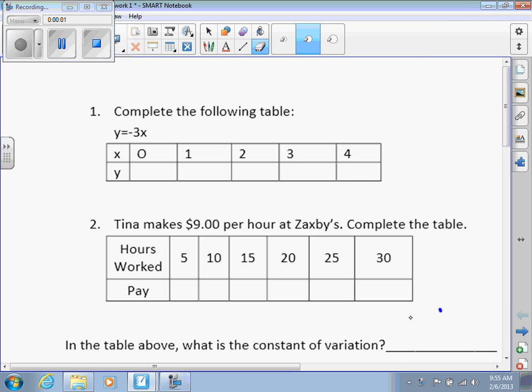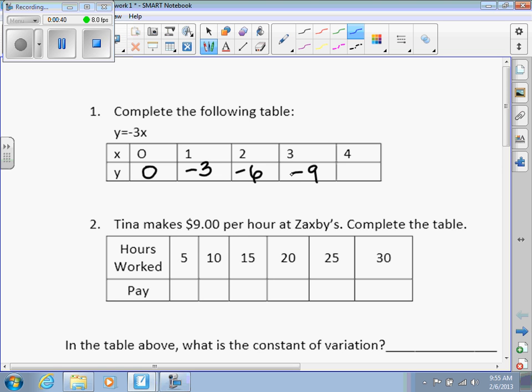Alright, Lionel, when x is 0, what do you get out? 0. It says 0 here. When x is 1, Melissa, what do you get out? -3. When x is 2, Andrea, what do you get out? Okay, let's try it again. I'll wait on you. When x is 2. -6 is correct. When x is 3, what do you get out? -9. And when x is 4, -12.